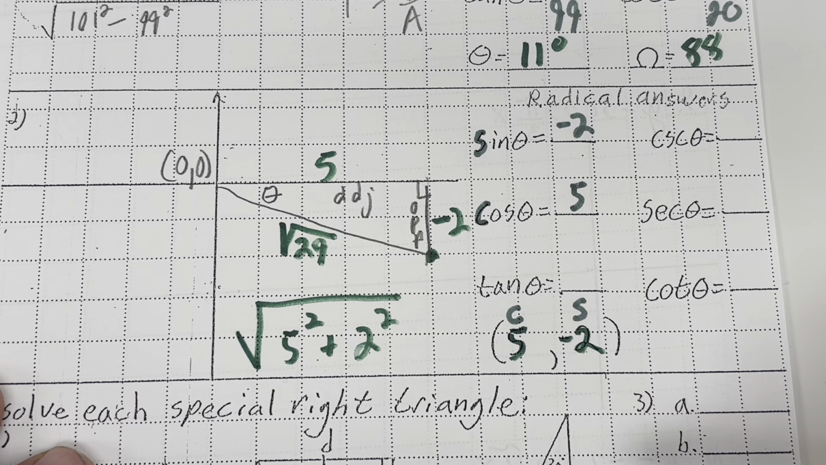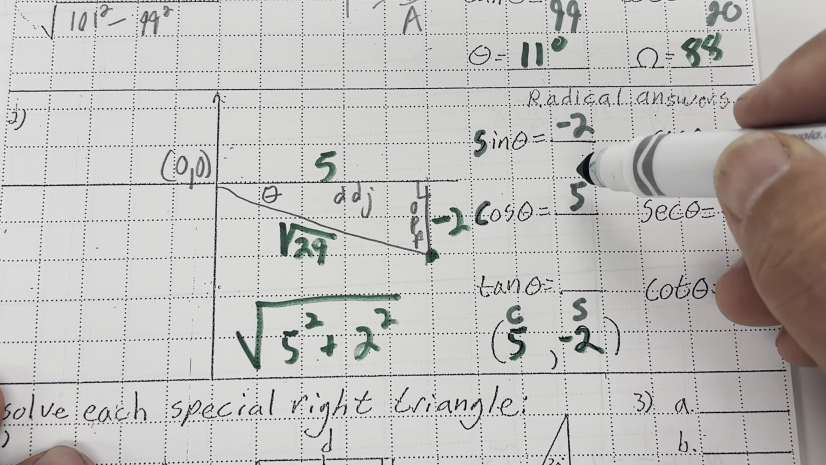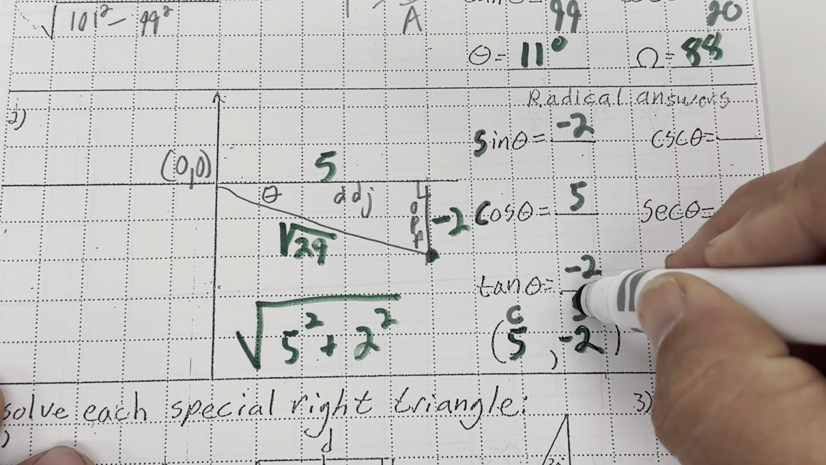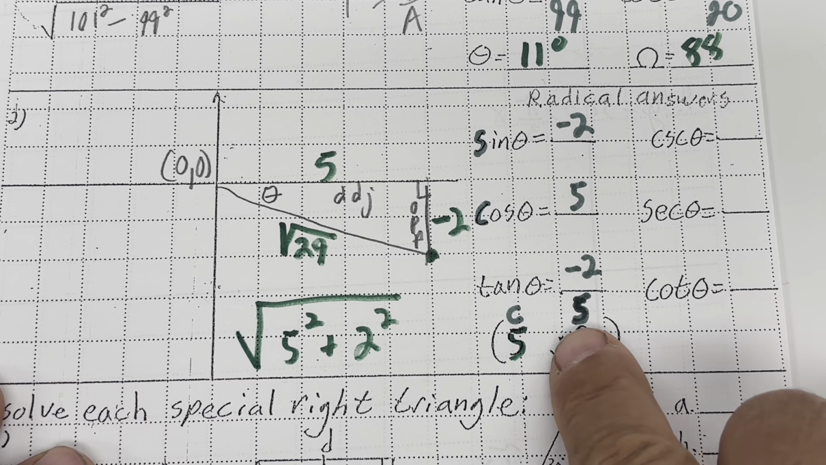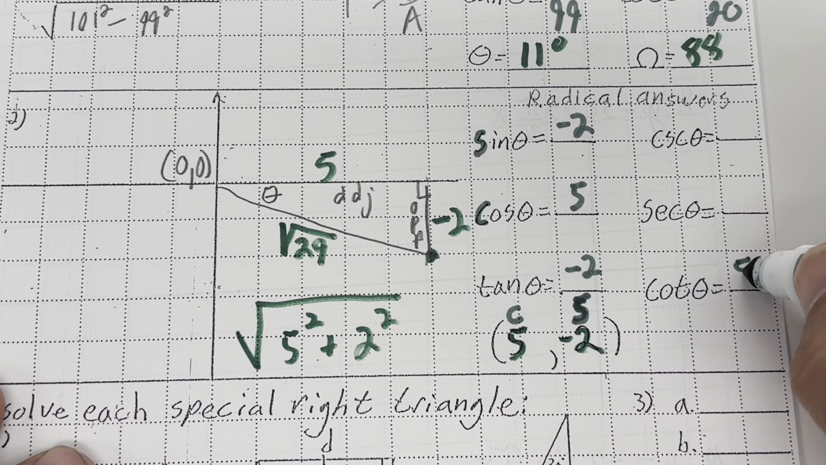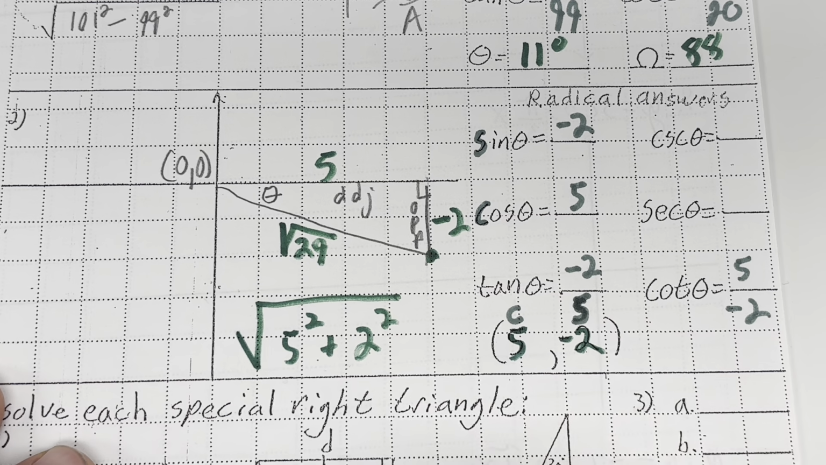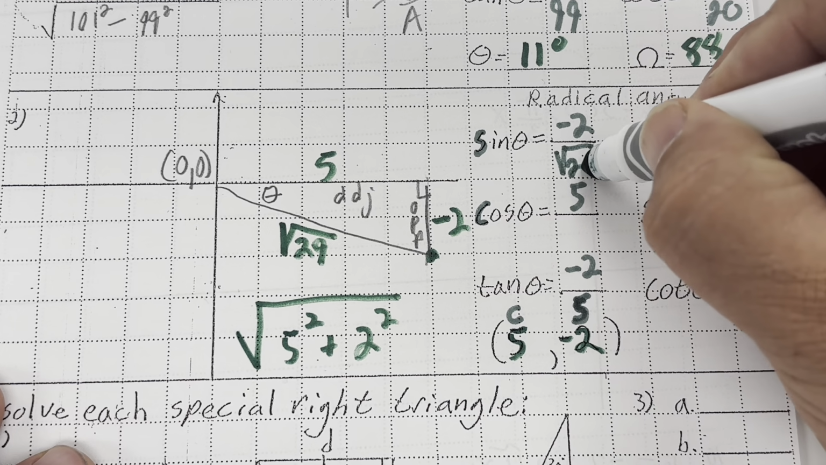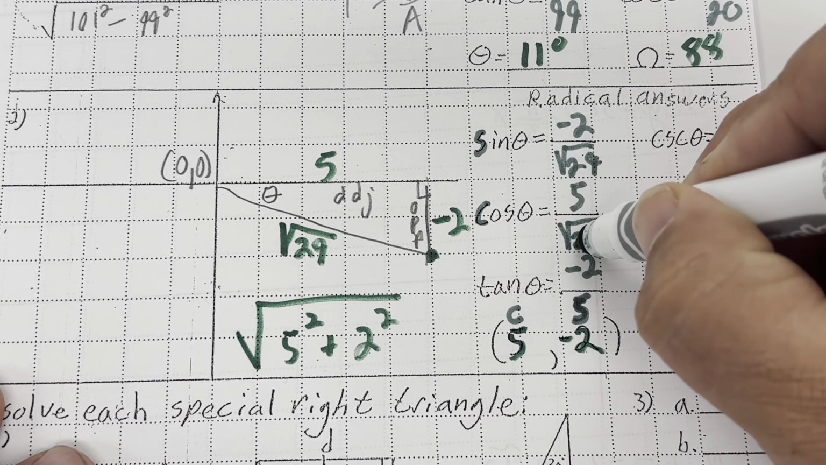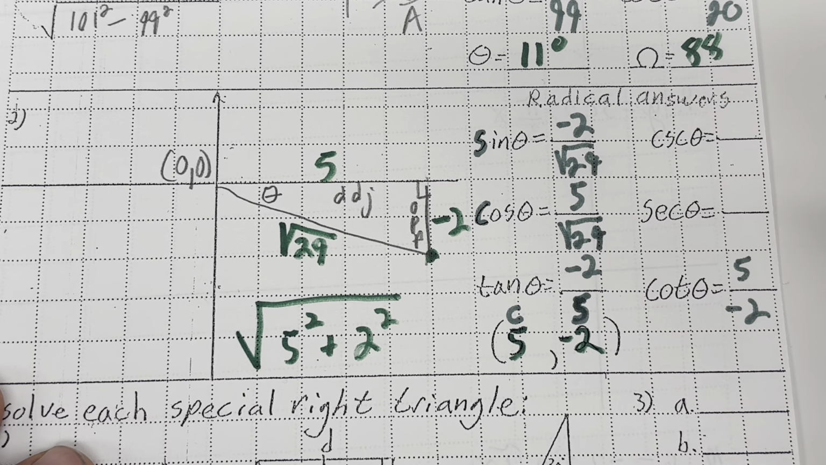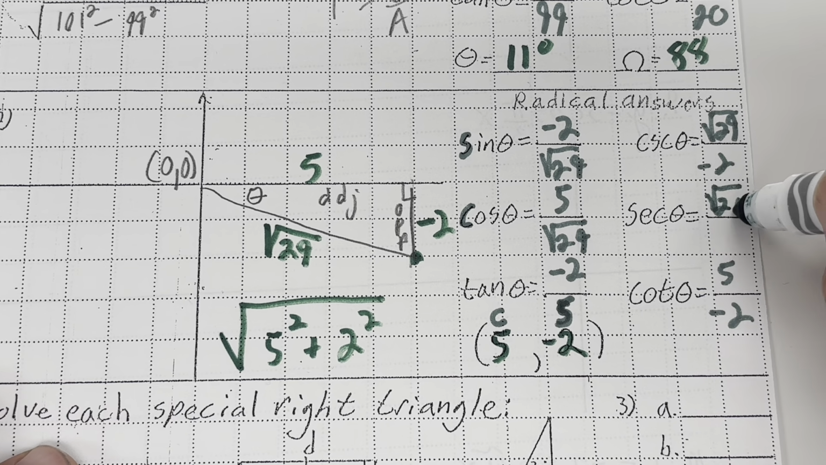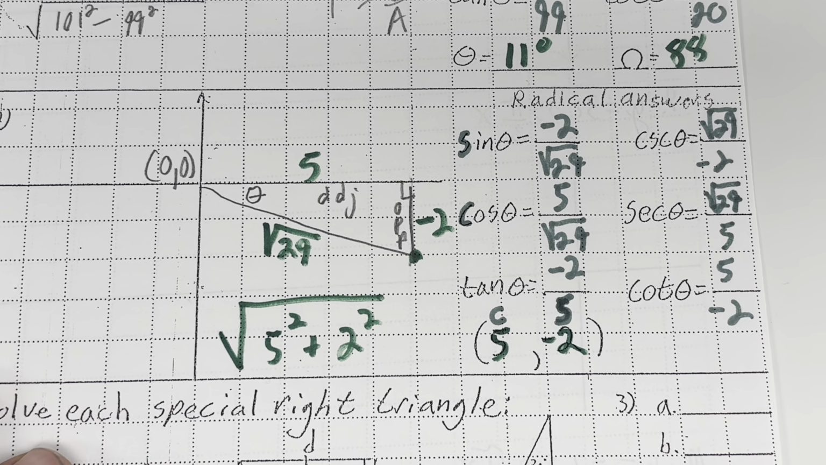Now we automatically have our tangent. Our tangent is going to be negative 2 over 5. And I'll make that S look like a 5. Then we'll flip it. So that would be 5 over negative 2. And we already found our hypotenuse to be root 29. That would go on the bottom. And then we do our reciprocal identity. So root 29 over negative 2. Root 29 over 5.